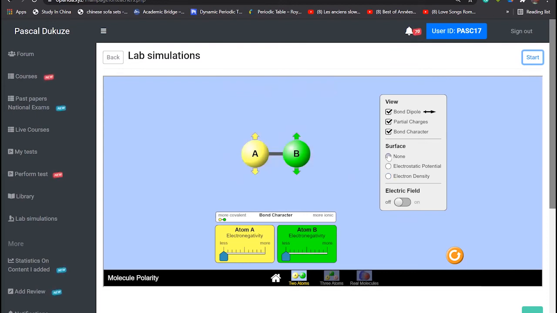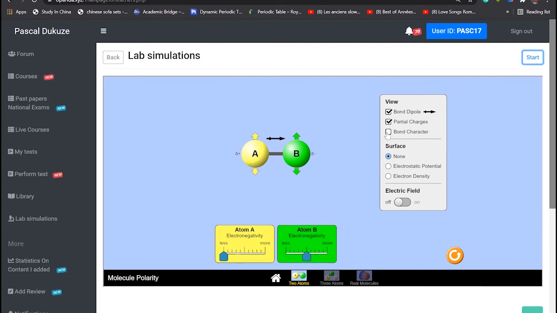Now let's change this. We restart and we use atom A, which is less electronegative, and atom B, which is somehow more electronegative. You can see now we have a dipole moment. Let's put on the charges. Now, because the bond now is polar, we have different electronegativity values. Atom A, which is less electronegative, carries a partial positive charge. And B, which is more electronegative, carries a partial negative charge.